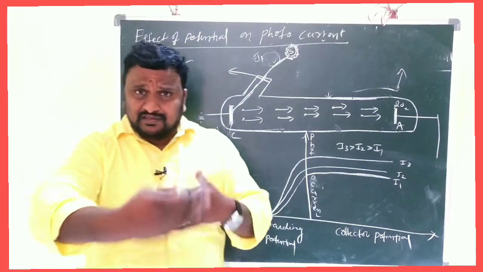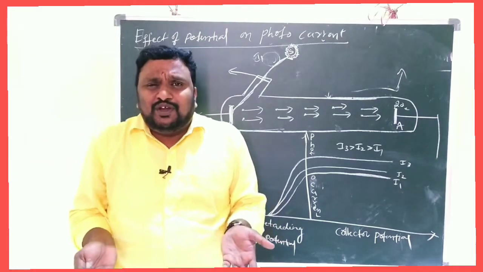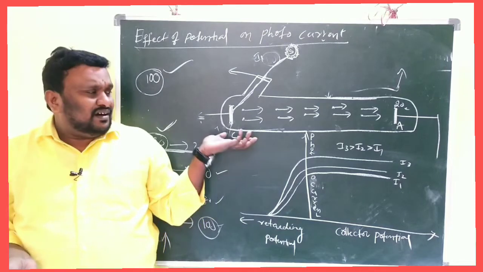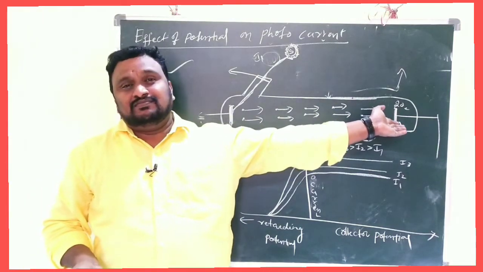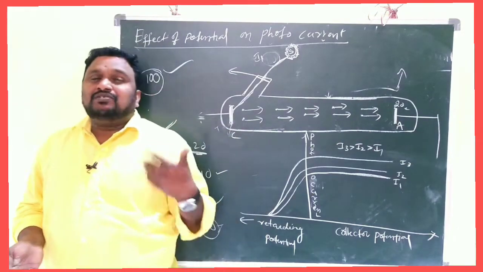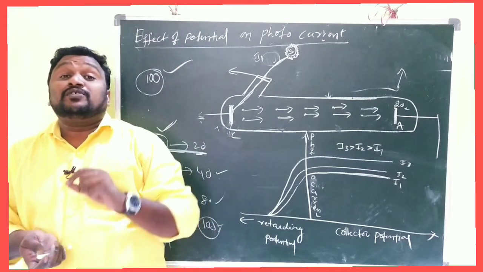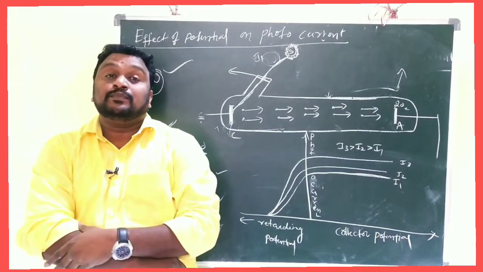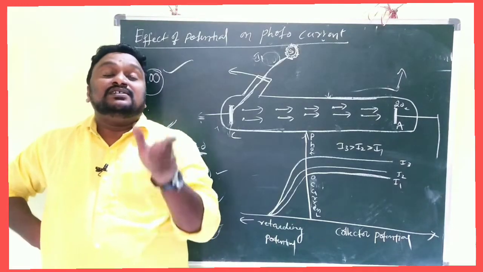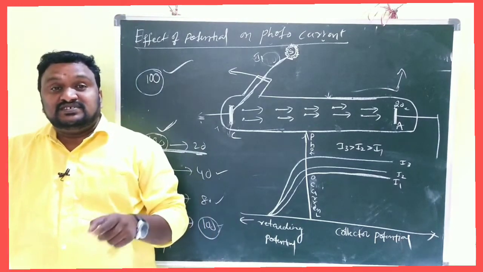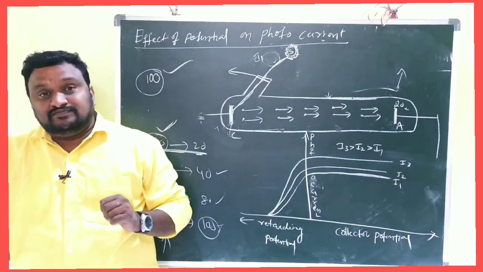Even if you keep increasing the potential further, there is no more movement of electrons. Already the maximum number of electrons are emitted and collected. Even though you increase the potential after that, there is no use. That type of current is what we call the maximum current, the saturation current. Saturated current. Clear? So that is the first thing.